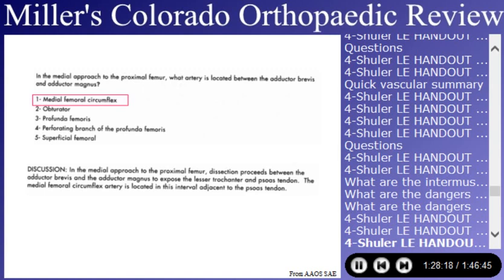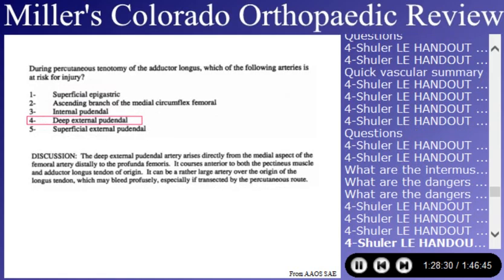Medial approach, proximal femur. What artery is located between the adductor brevis and adductor magnus? Medial femoral circumflex. Percutaneous tenotomy, adductor longus, ping and flings. Which of the arteries is at risk for injury? This one I'll admit, I just probably would have missed that one.